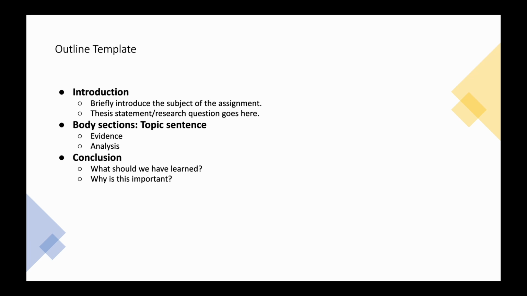Lastly, we have the conclusion, and it answers 2 questions. What should we have learned from reading the paper, and why is this important? Why is the topic important? It's similar to the introduction, but now your reader has read through all of the body paragraphs, so they should be coming away with a lesson.